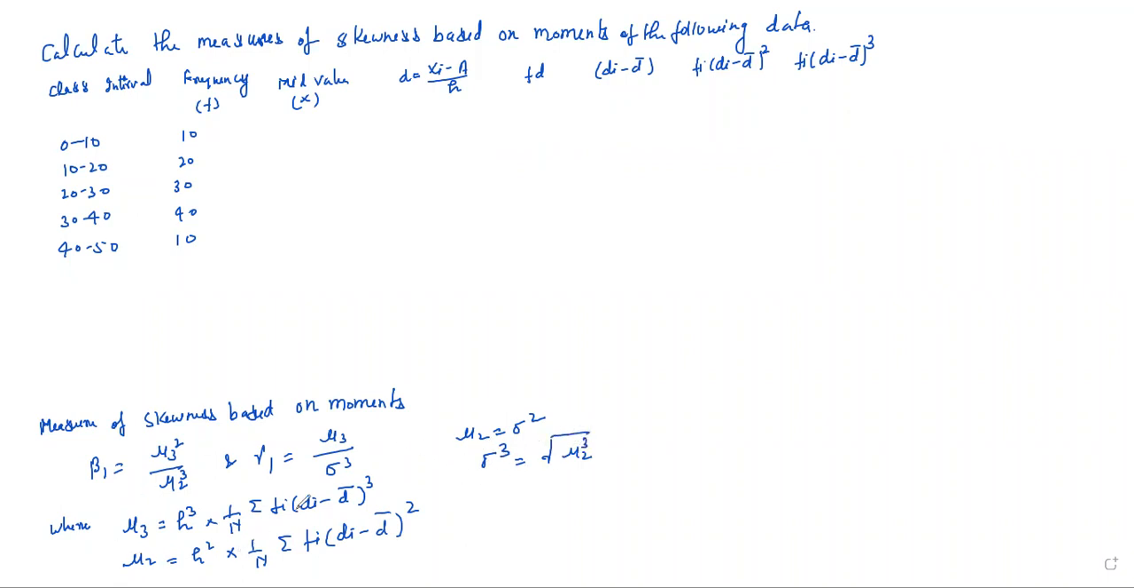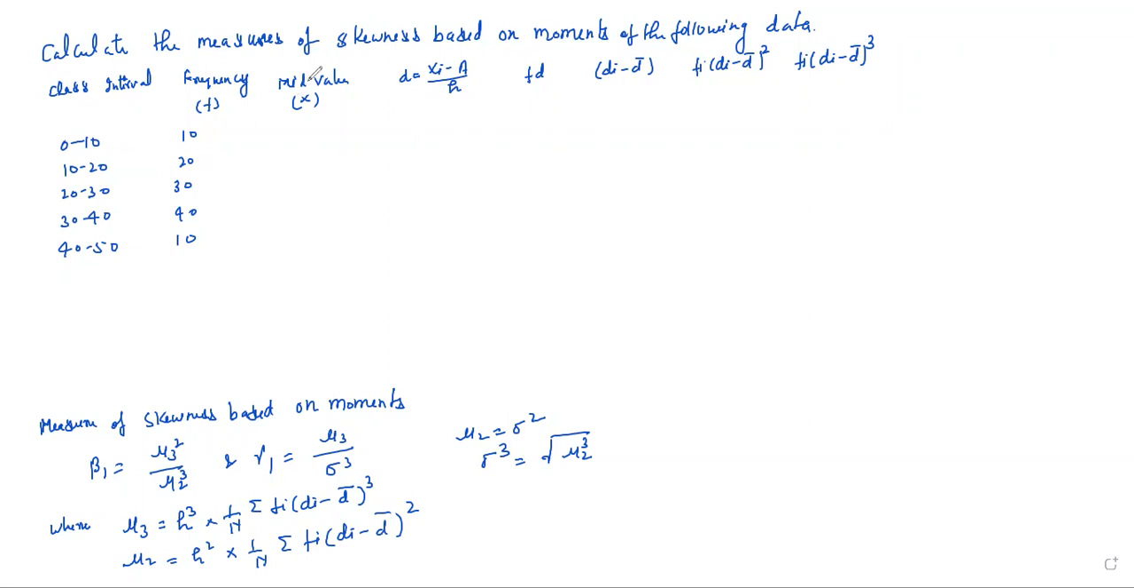So on the basis of this formula, we need these columns: mid value and di, where we are subtracting A from x and dividing it by h. H is the width of the class interval here. Then we multiply frequency into d, this is fd, and then we take deviations from its mean, di minus d bar. Then we square it and multiply it by f. And again we take the deviation di minus d bar, take the power 3, the cube, and then multiply it by f.